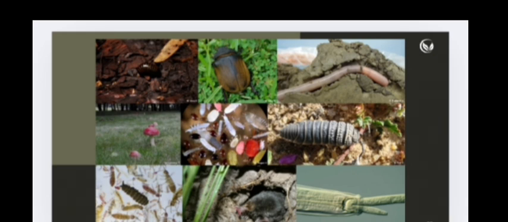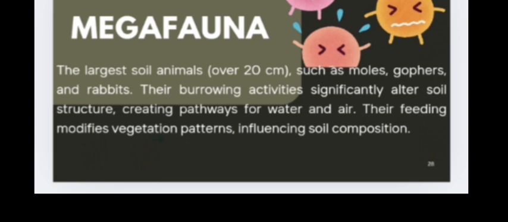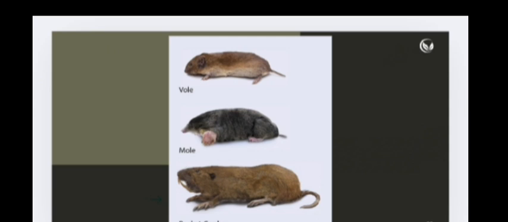So the last type of soil organism is megafauna. It is the largest soil animals, such as moles, gophers, and rabbits. Their burrowing activity significantly alters soil structure, creating pathways for water and air. Their feeding modifies vegetation patterns, influencing soil composition. Here are samples of megafauna.